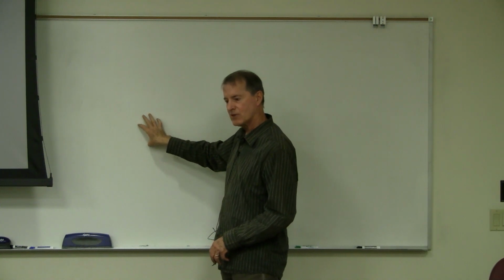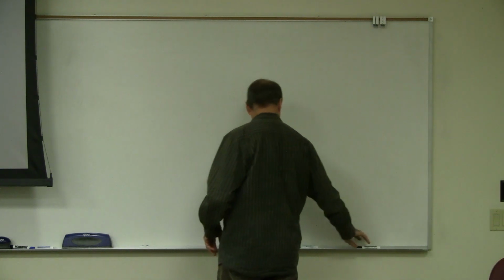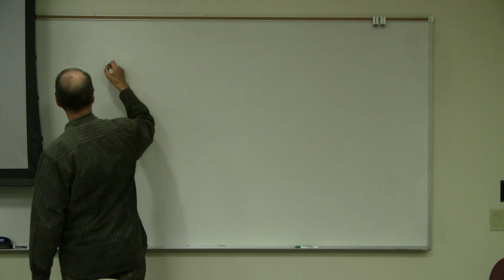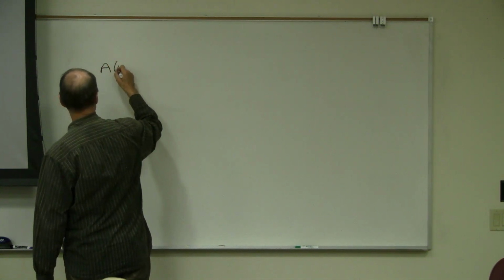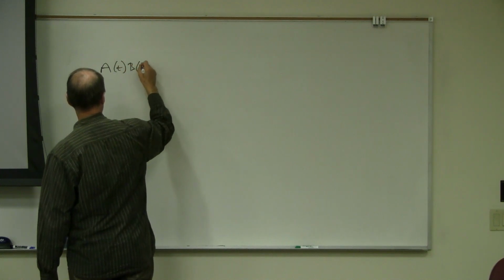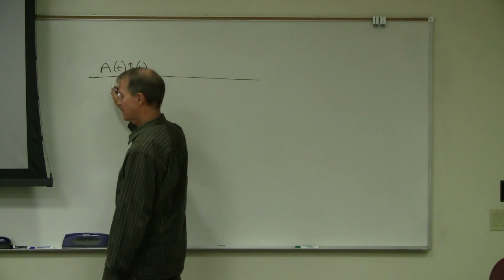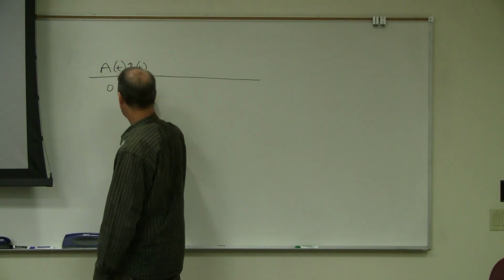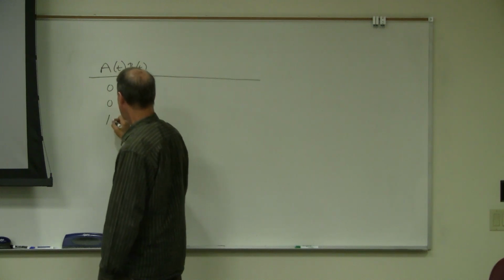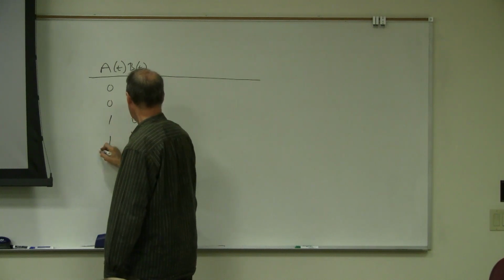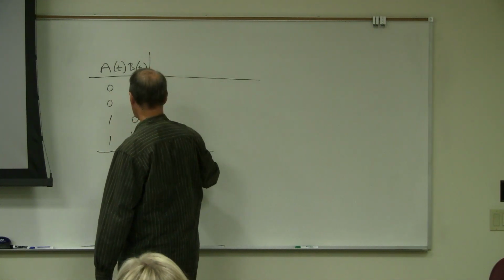Is everybody clear on the state transition table? Those of you in computer systems, we just did state transition tables. What a coincidence. Do you remember how they work? It's A at time t, B at time t, and the possible states are 0 0, 0 1, 1 0, 1 1. Is everybody with me on this?